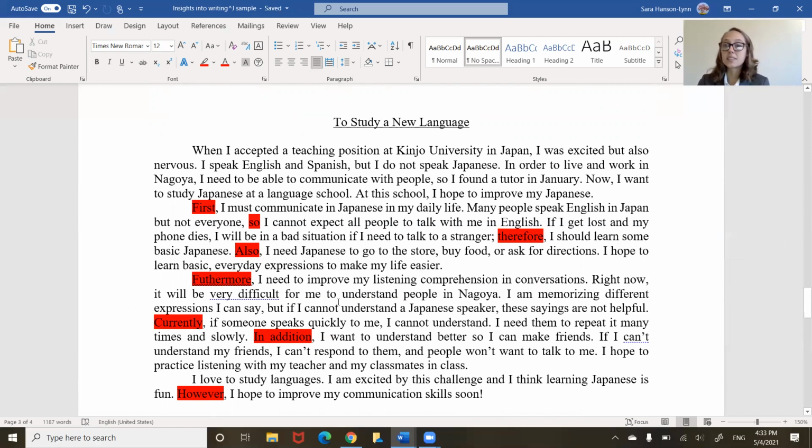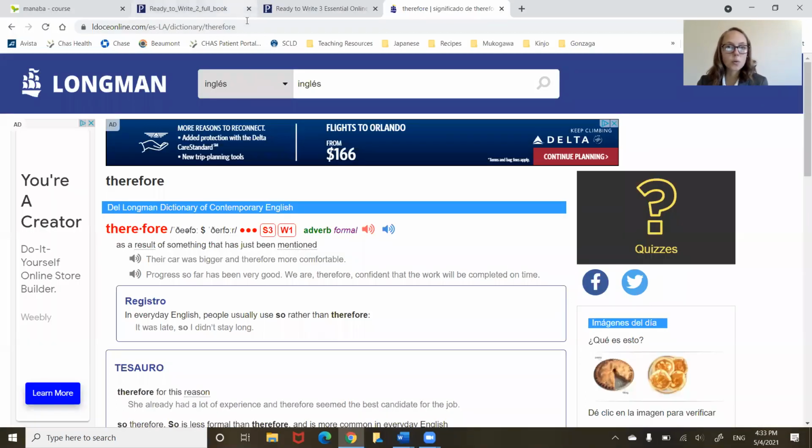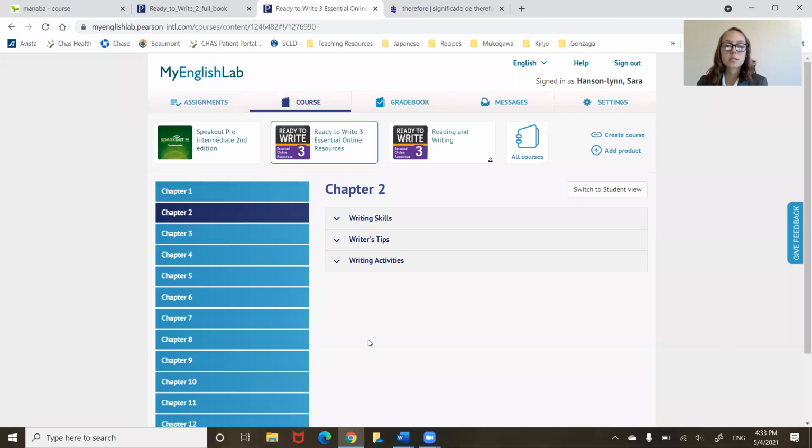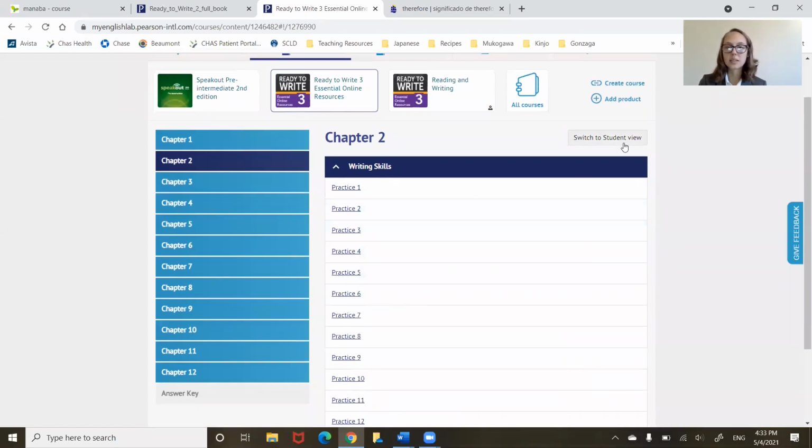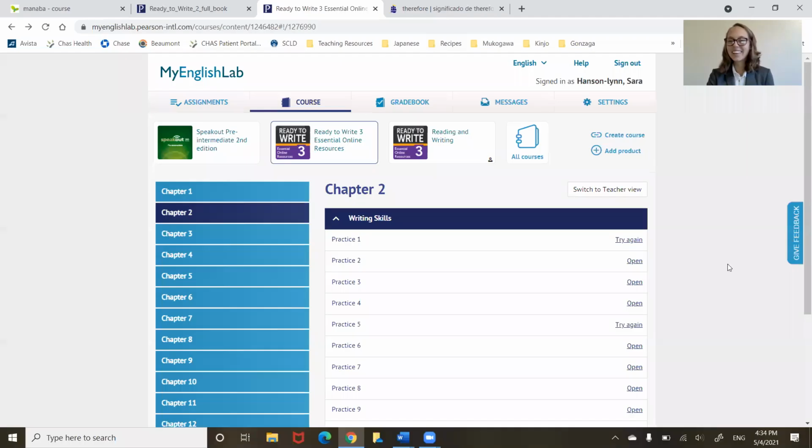All right, so that is it for the book. That is it for the essay. You will put this on Manaba again in assignments. And the last thing that I want to show you is we are going to do some activities on My English Lab. You have 2 activities that you need to finish under chapter 2. So you will do practice 5. Okay, you'll do activity 5.